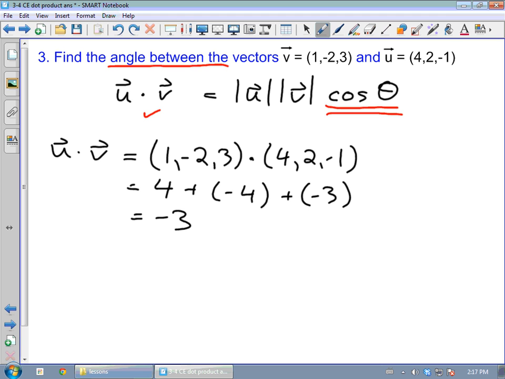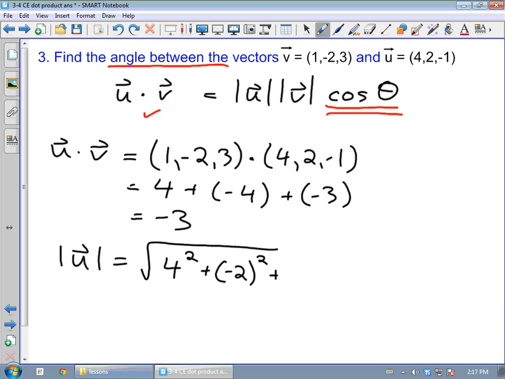So we figured out the left-hand side here. What do we have left to figure out? Well, we need the magnitude of u and the magnitude of v. So how do we find the magnitude of a vector? Anybody recall? Well, if it was in 2 dimensions, we used the Pythagorean theorem. So in 3 dimensions, we just extended this Pythagorean theorem to 3 dimensions. We take our x component squared plus our y component squared plus our z component squared, and take the square root of that whole thing.